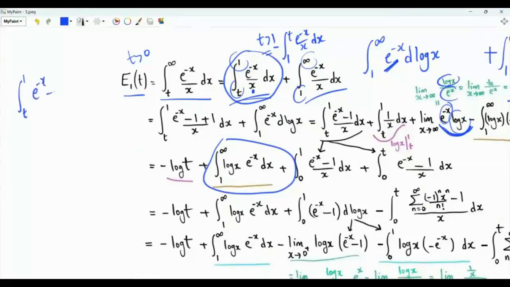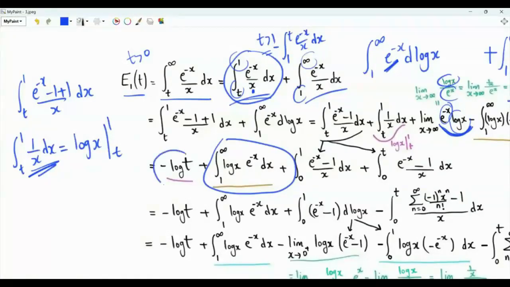Here we will subtract 1 and add 1. The integral from t to 1 of 1 over x dx is log x. At 1, this is 0. At t, this is log t. So this integral is minus log t. Now we need to deal with this part here.